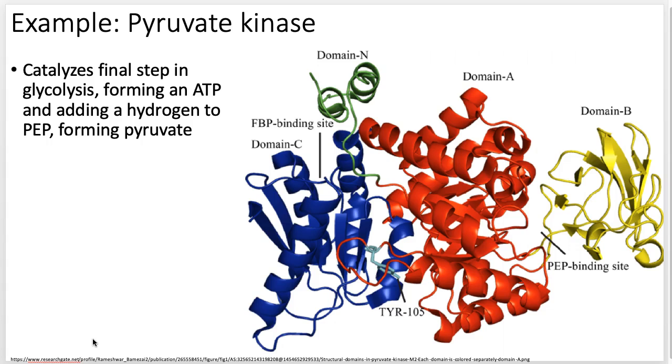But this is one of those enzymes, and I just want to show you these domains. There are 3 domains for pyruvate kinase. Well, there's technically 4 because you have the N domain, that's the N terminus, and then you kind of go through this whole thing, and then you end right here. That's the C terminus.